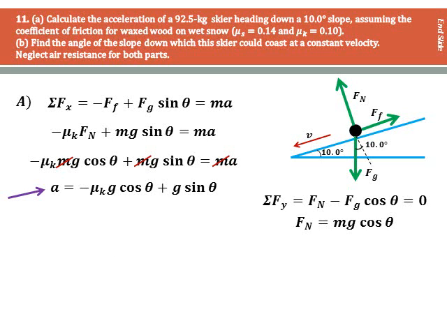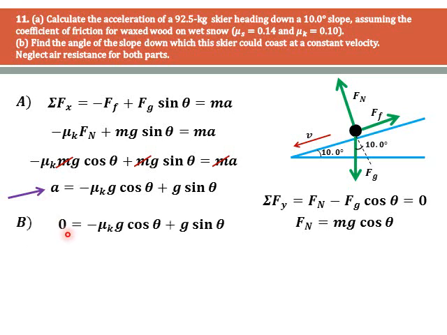Part B says, find the angle of the slope down the hill for a skier that could coast at a constant velocity. That means that the acceleration is going to be equal to 0. So we're going to go through pretty much the same scenario, going through all this math again, but basically come back to this equation where acceleration equals 0. So we need to find the coefficient of kinetic friction where acceleration is going to be 0.